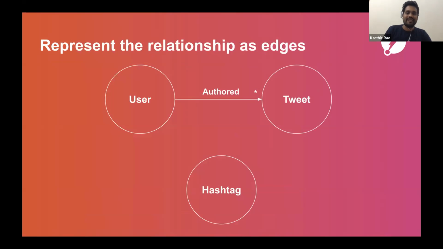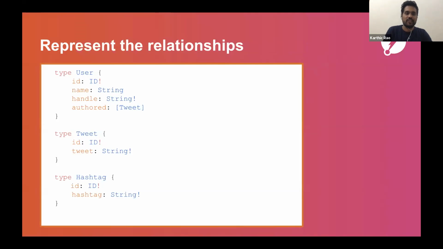So the next step is now to identify the relationship between different entities. In this diagram, you can see that our user usually authors the tweet, and the asterisk near the arrowhead tells you that each user can author 0, 1, or more tweets. Now let's go back to the schema and represent this relationship, and you can do so by referencing a GraphQL object type inside another GraphQL object type.